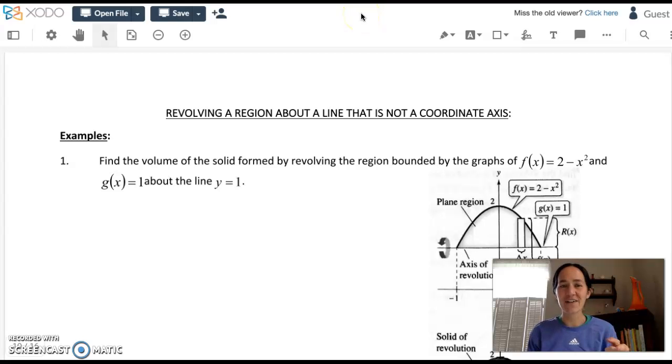It's time for some calc yet again, so you can tune in on page 10 of the volume packet to start with these examples. And you'll notice at the top it says today we're going to continue revolving regions around lines called the axis of revolution. But this time we're not going to pick a line that's the x-axis or the y-axis. It might be some other line like the line y equals 1.